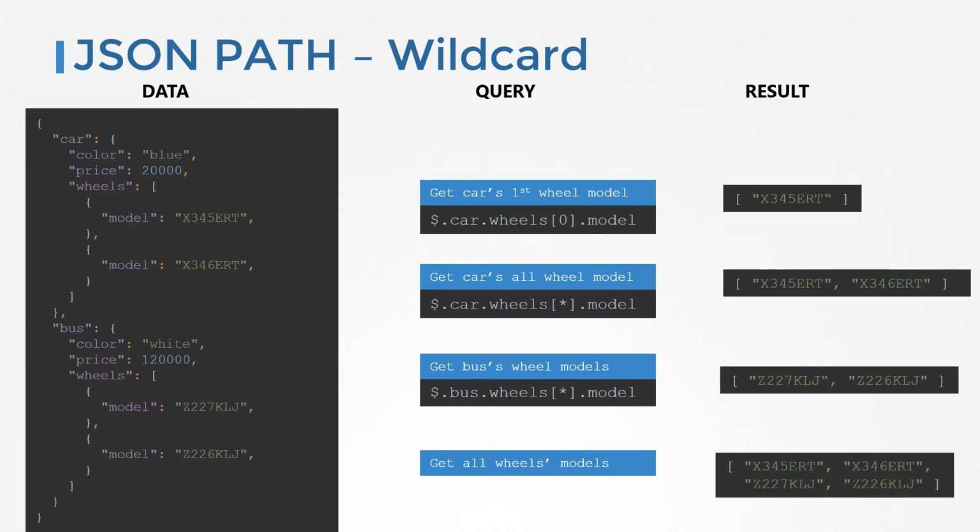We say $.*.wheels[*].model. So if you're required to use a wildcard and if you're not sure, I would recommend following a step-by-step approach.